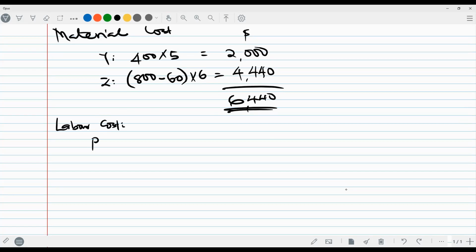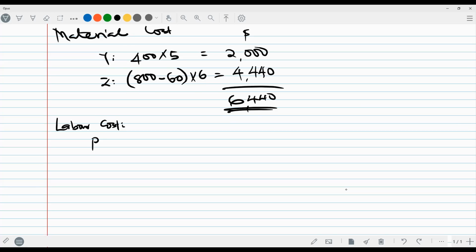Here you have two departments, P and Q. We've been told that 300 labor hours were worked in department P, of which 100 were overtime. For Q, 200 hours were worked, of which 100 were overtime. So we have overtime for each of the departments, P as well as Q. For department P, we've been told that overtime work is not normal. So it is part of the production overhead cost. Therefore we remove it.